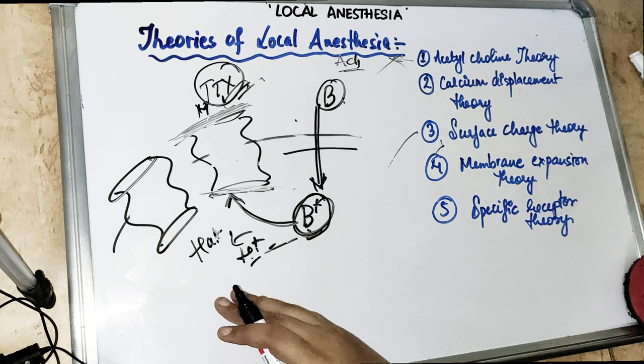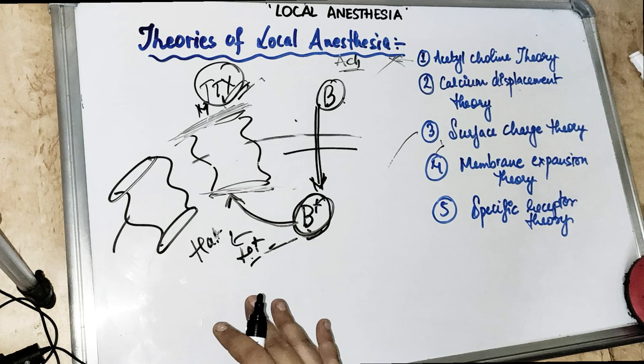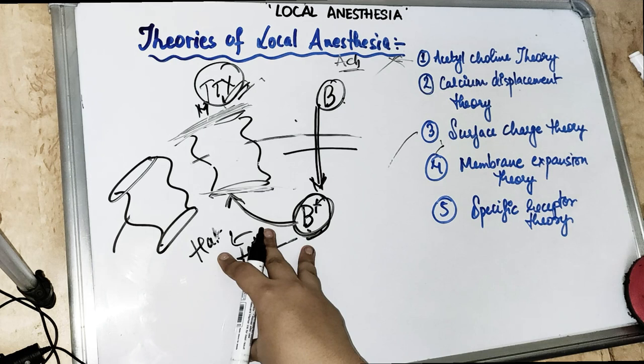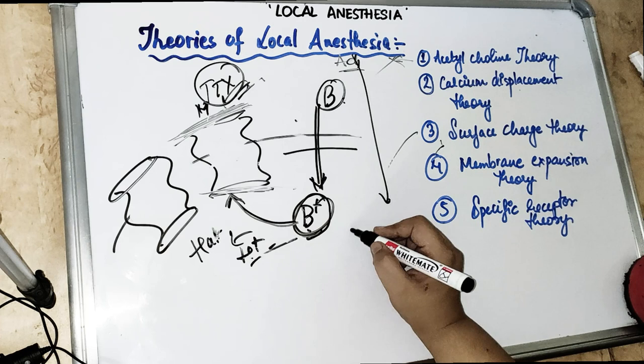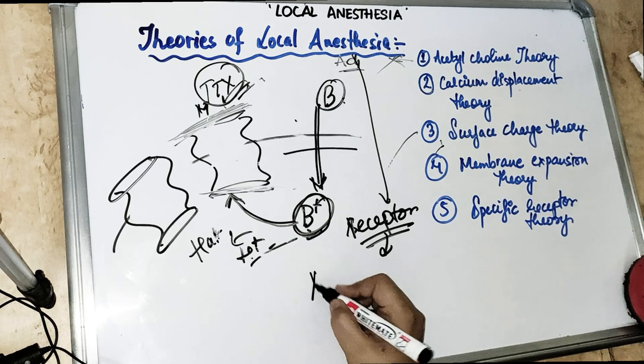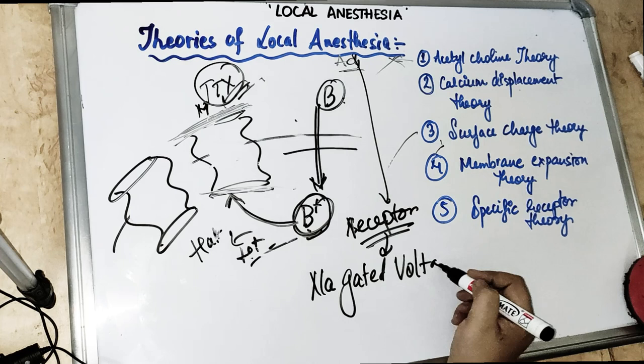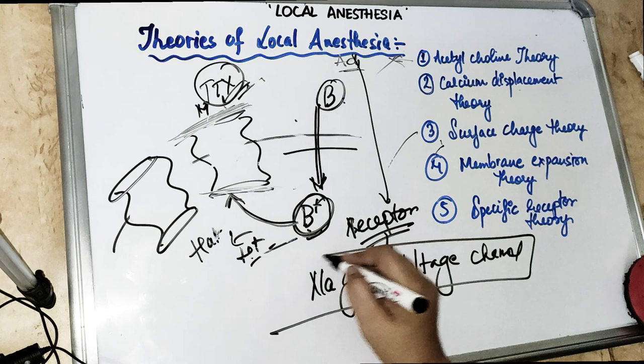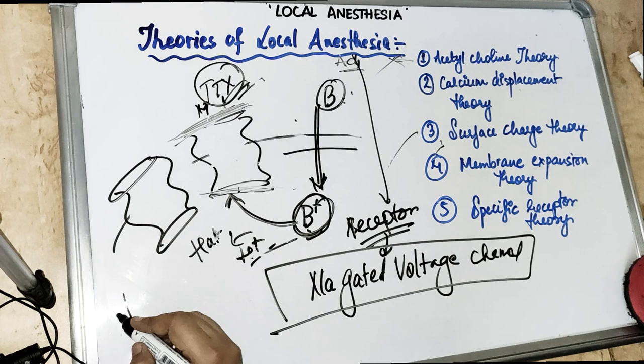So this is about the theories of local anesthesia. The main theory is the specific receptor theory, because it states that local anesthesia is binding to some specific receptors. Which receptors are they binding to? They are binding to these sodium gated voltage channels. These are the channels on which LA is coming and blocking it, and thereby it is slowing the depolarization.